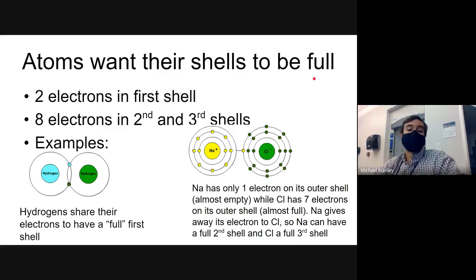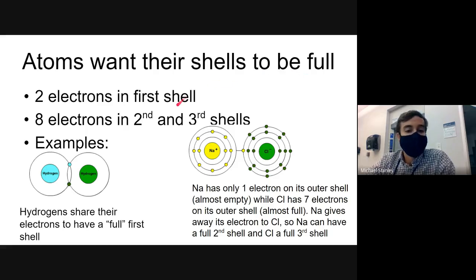One of the reasons for this is that atoms are, well, I always say that they're the happiest when their shells are full, or that they want their shells to be full. Obviously, these are tiny microscopic particles. They don't actually have wants or feelings, but they're the most stable, the most secure when they have full outer shells.